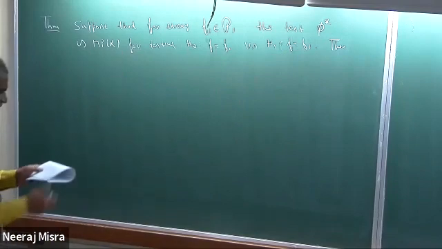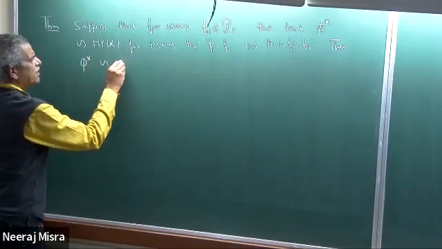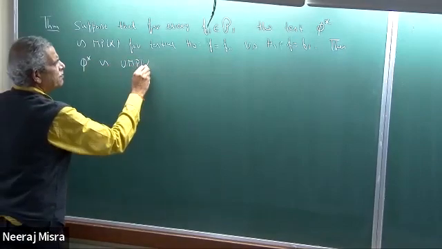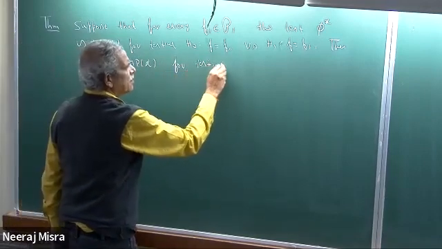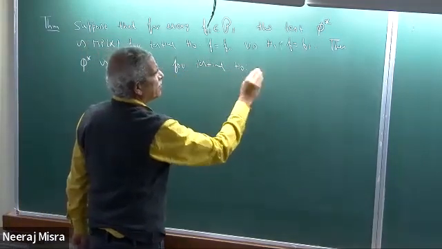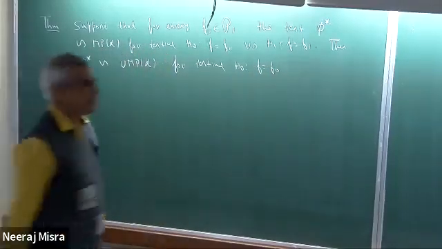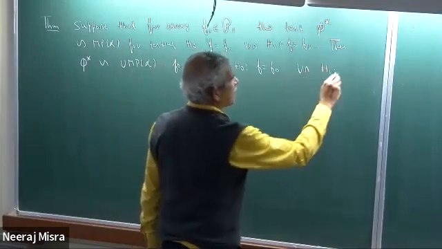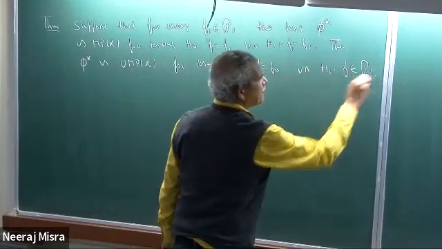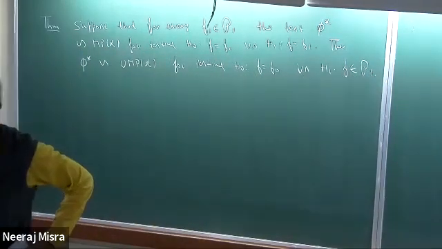Right? Then phi star is UMP alpha for testing H naught that F is equal to F0 versus H1 that F belongs to P1. Right? So it is simple versus composite.